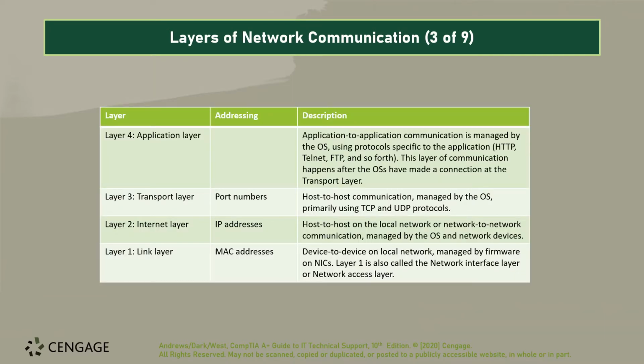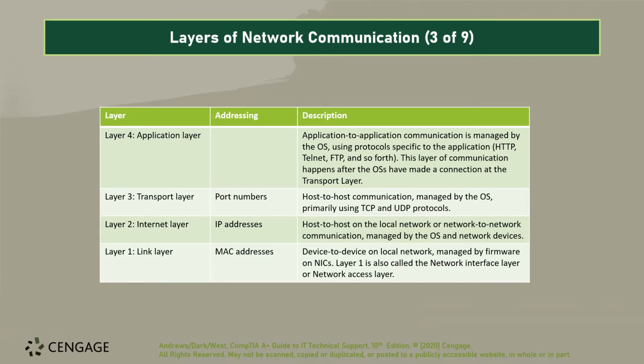So here we can see what each of our different layers do. Application layer deals with app-to-app communication, so things like HTTP, FTP, Telnet. This requires that a connection has already been made at the previous layer. Layer 3, instead of dealing with app-to-app, is now talking about host-to-host, and this is managed by the OS primarily with TCP and UDP. Now, TCP is connection-oriented, whereas UDP is connection-less.